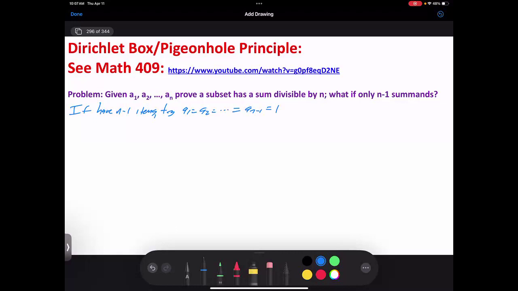Now, how many non-empty subsets of n elements are there? If you have n elements, how many non-empty subsets can I have?